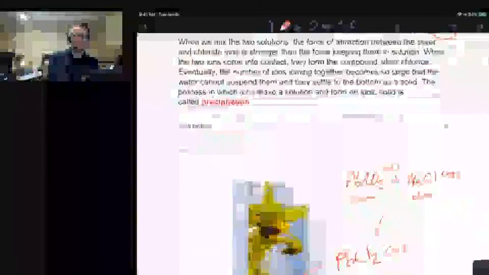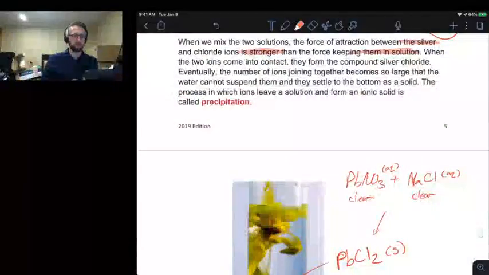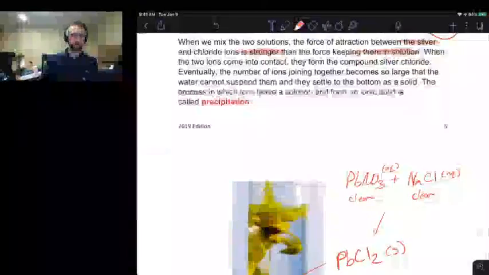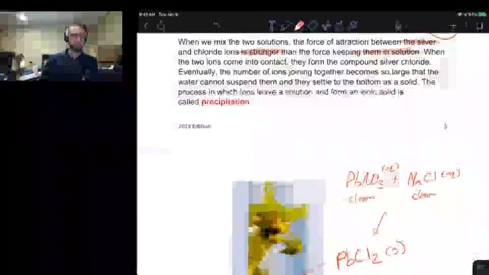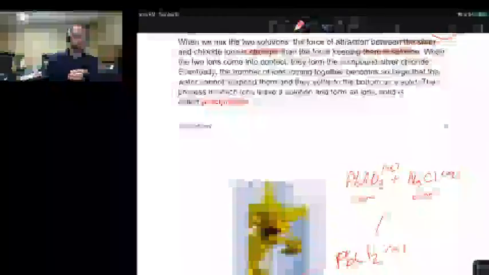So when we mix the two solutions, the force of attraction between the silver and the chloride ions is stronger than the force keeping them in solution. And when the two ions come into contact, they form this compound silver chloride. Eventually, the number of ions joining together becomes so large that the water cannot suspend them, and they settle to the bottom as a solid. The process in which ions leave solution to form an ionic solid is called precipitation.